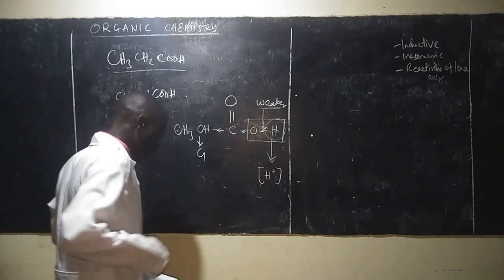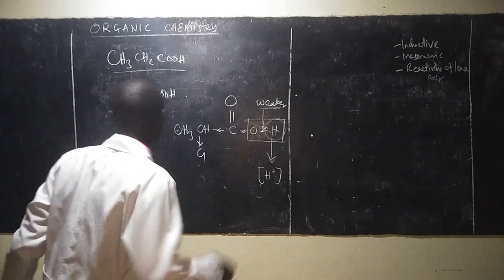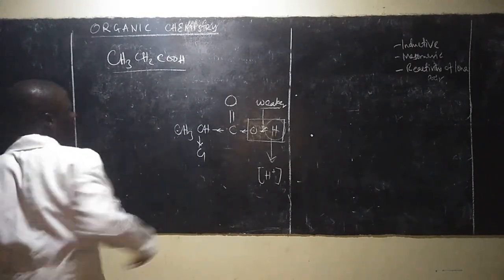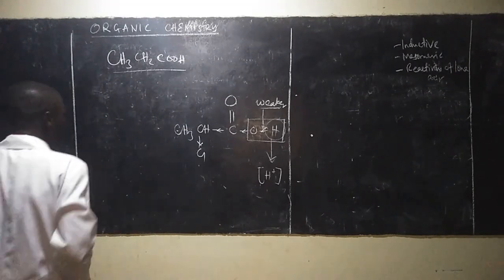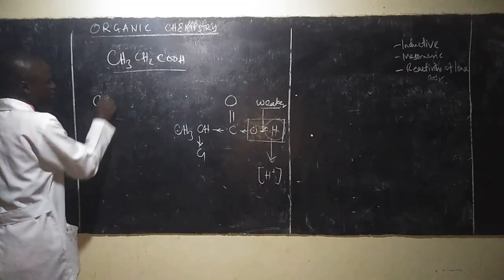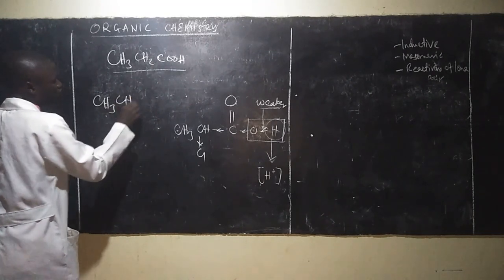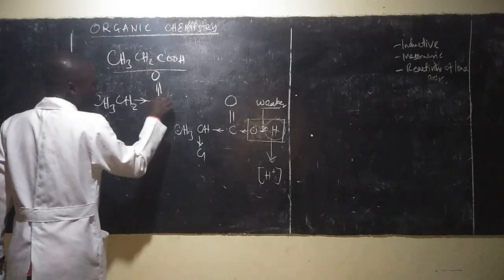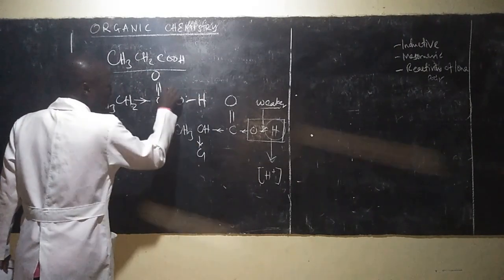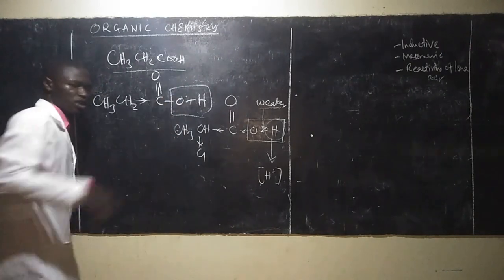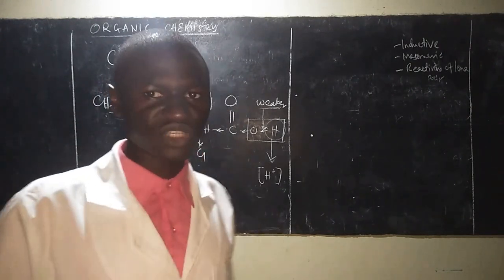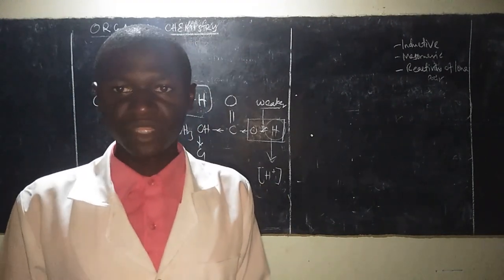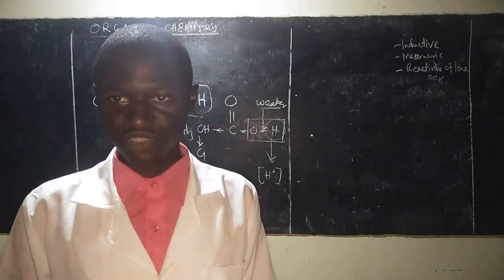And by this positive inductive effect caused by the alkyl group, let me simply show you what happens here. There will be CH3, then CH2. This group tends to cause a positive inductive effect. By causing positive inductive effect, this will make this bond become stronger, because more electrons are added to that bond, and by adding the electrons, the bond will become stronger. That's the first influence of the positive inductive effect.